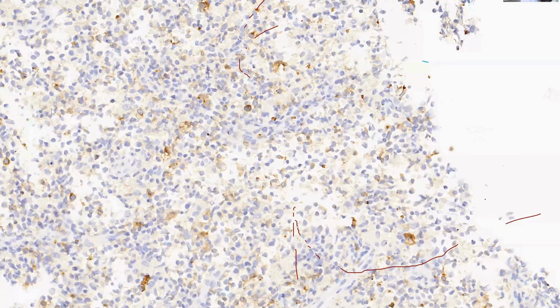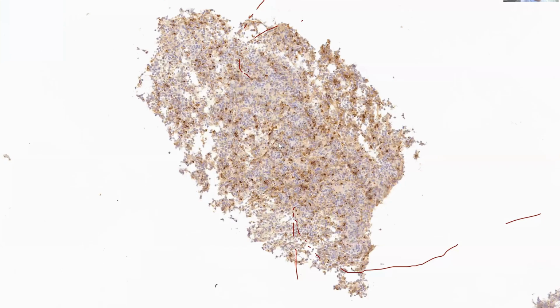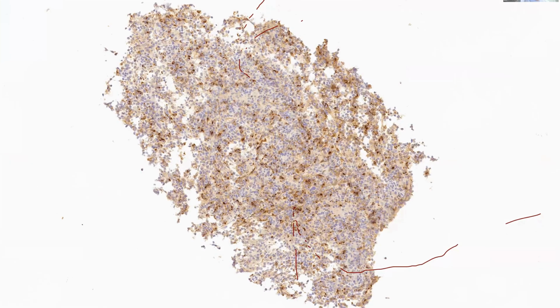I'll just show one example of one of the TFH markers, that's CXCL13, that's strongly positive in the background T cells.